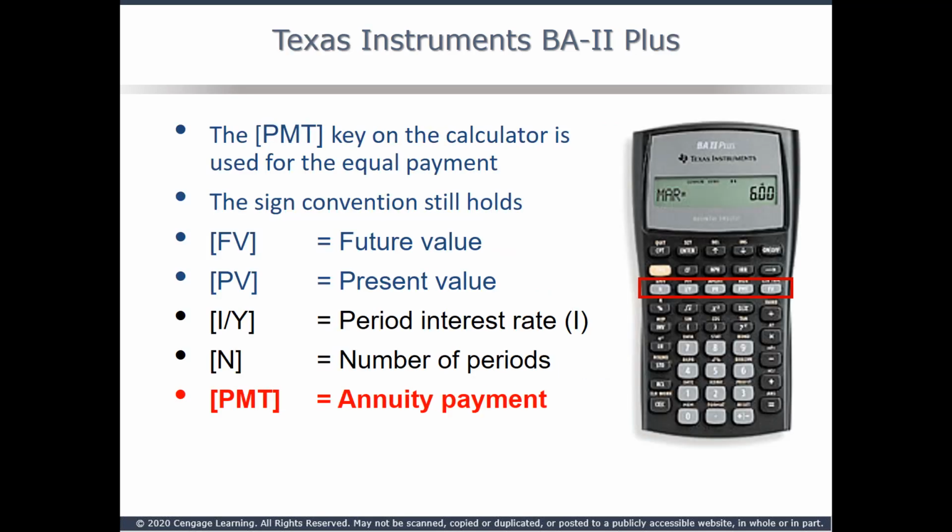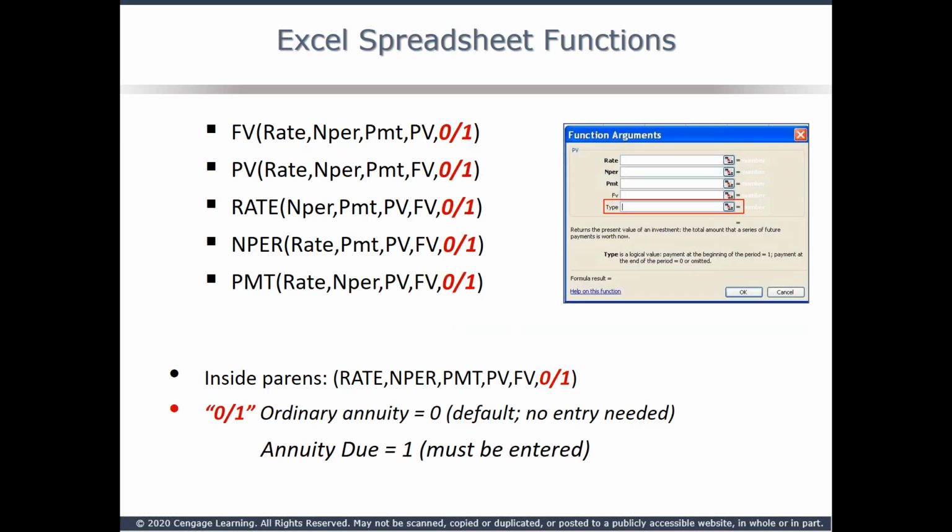We'll be using the TVM keys, but with annuities, the payment key is not zero anymore. The sign convention is very important with payment. A wrong sign on present value or future value when payment is zero only results in the wrong sign on the other one. A wrong sign on payment can change the answer completely, not just the sign. In Excel, we would still use the functions corresponding to the 5 TVM keys with one alteration. Type is 0 by default, which equates to end, and it can be left blank in Excel. To specify begin, type must be set to 1.